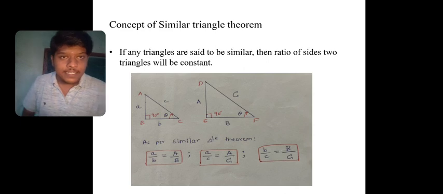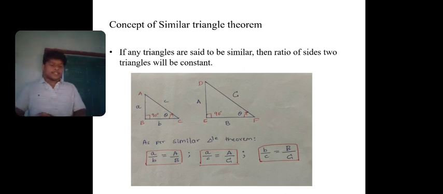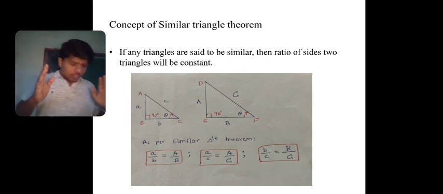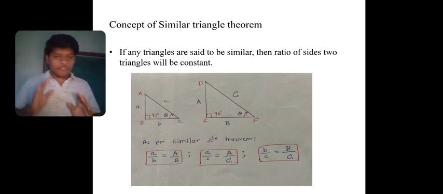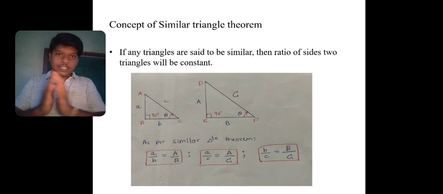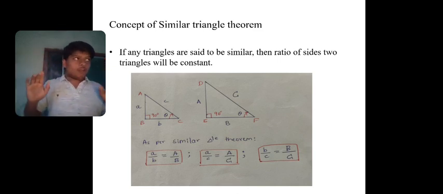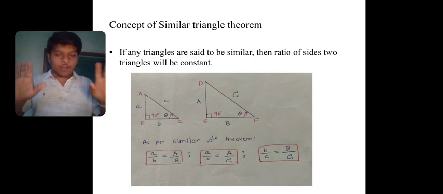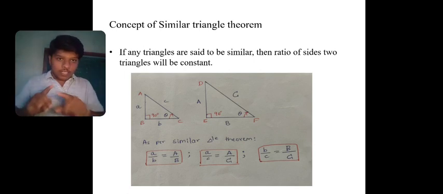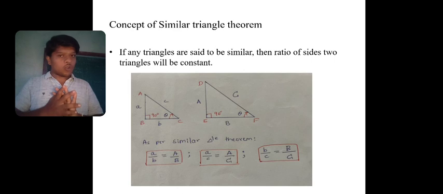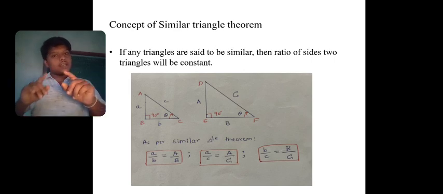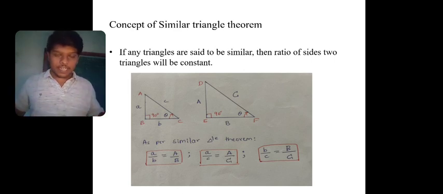Concept of similar triangle theorem. See, this similar triangle you are familiar with, right? You are familiar with this similar triangle theorem because you have learnt it. See, if I want to call two triangles similar, all the angles should be the same irrespective of the size of the triangle, correct?